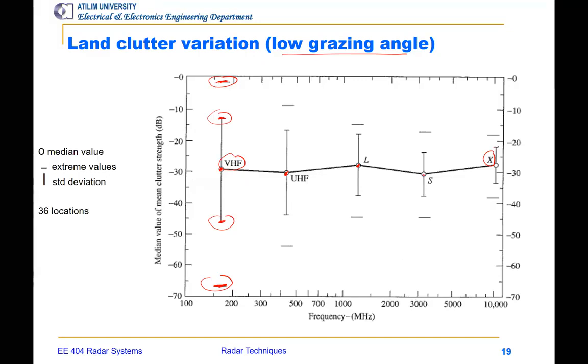For X-band, it's quite concentrated around the mean. So the standard deviation is quite low compared with VHF. So from this picture, from this measurement, we can conclude that the standard deviation of reflectivity is highly dependent on the frequency, and for high frequencies like X-band, S-band, it's quite low, and for VHF band, it's quite high.